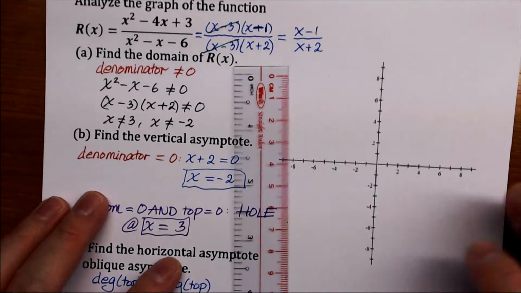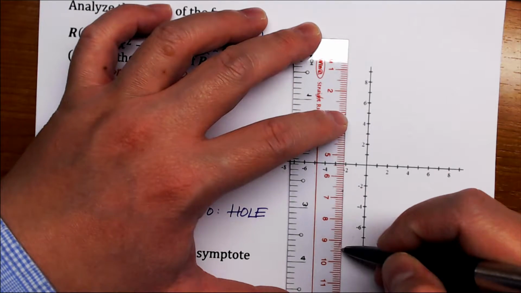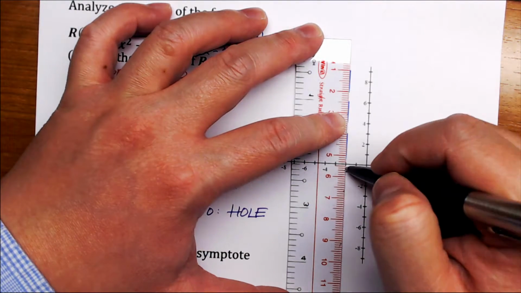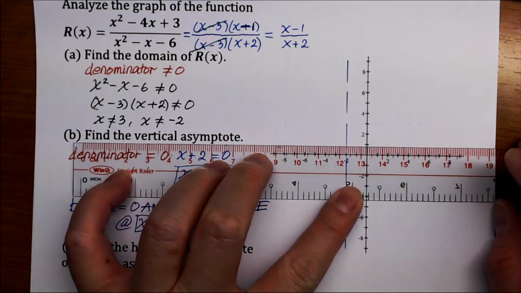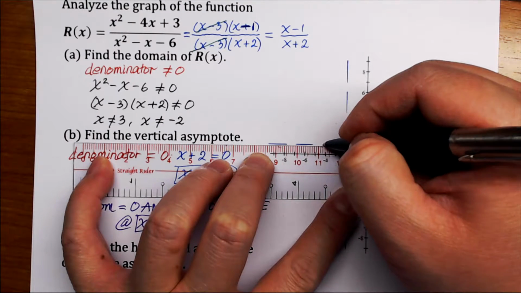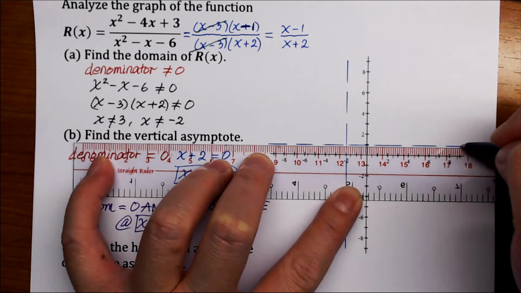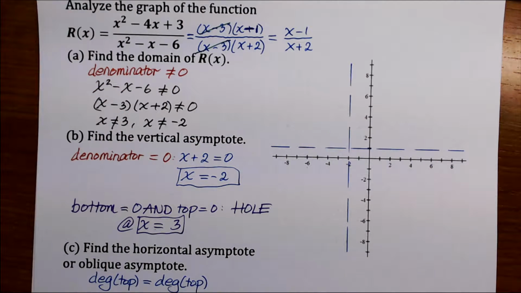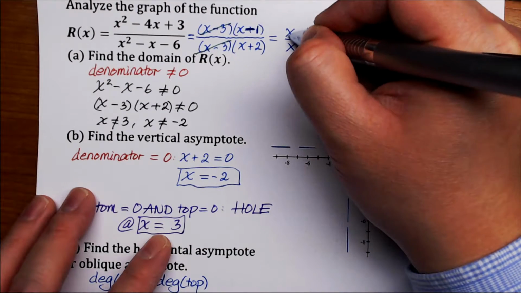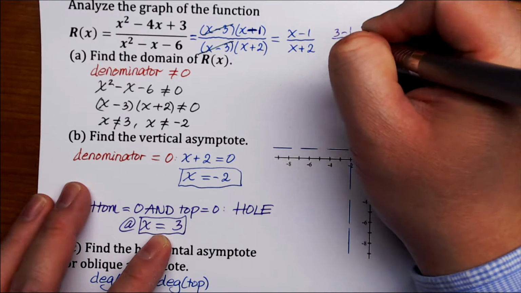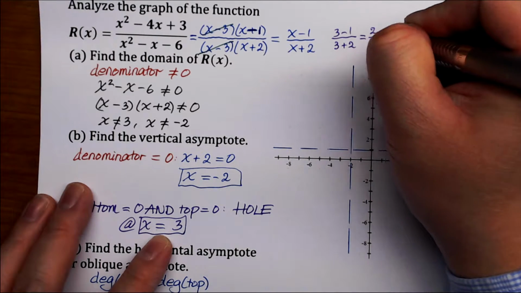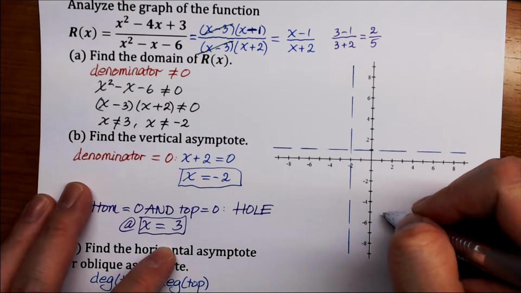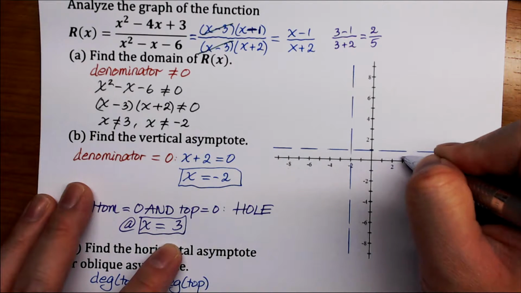So vertical asymptote at negative 2, and horizontal asymptote at 1. We know that when x equal to 3, that is a hole. So when x equal to 3, if we put that in here, 3 minus 1 over 3 plus 2, that's going to be 2/5. So it's going to be this point.